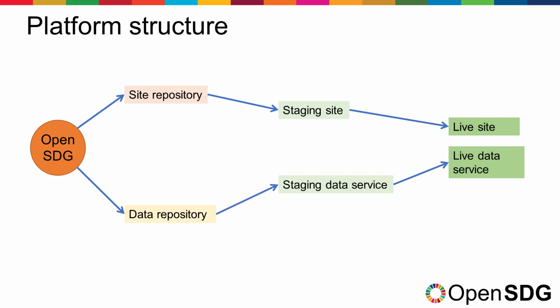Both repositories are responsible for creating your staging site and data service for you to test your changes before pushing them through to the live site. Your data repository will create a data service that feeds the indicator data to the front-end site that your site repository will create.